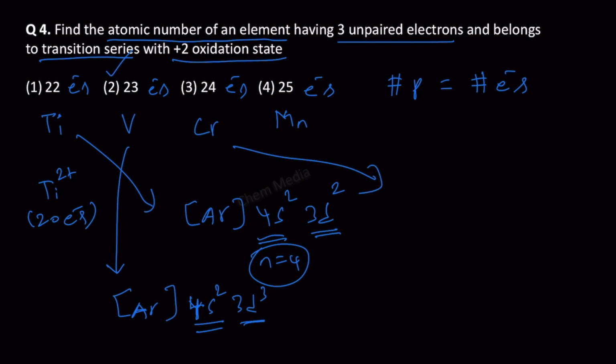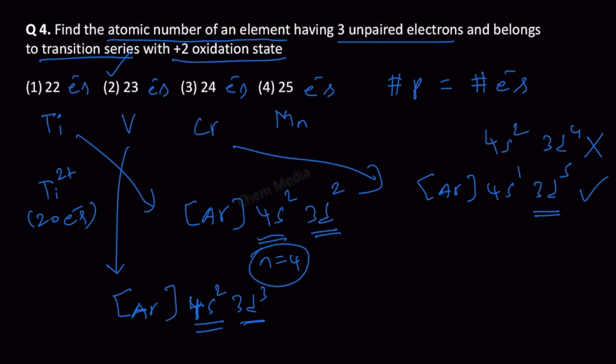For chromium neutral, the electronic configuration will be argon and then 4s1 3d5. We shouldn't write it as 4s2 3d4 because that is wrong. This will have higher amount of exchange energy. Half filled and completely filled d orbitals are more stable. Therefore writing it this way is correct.